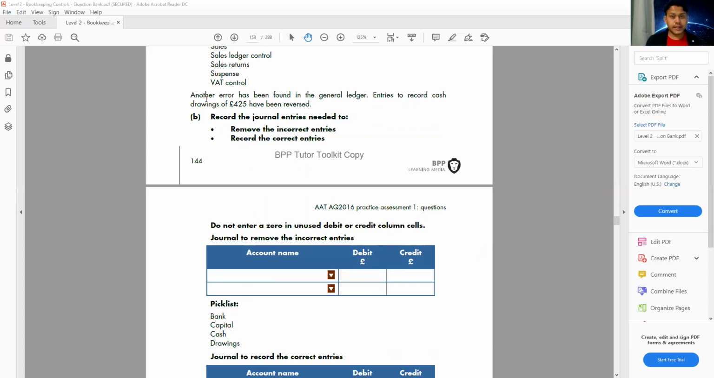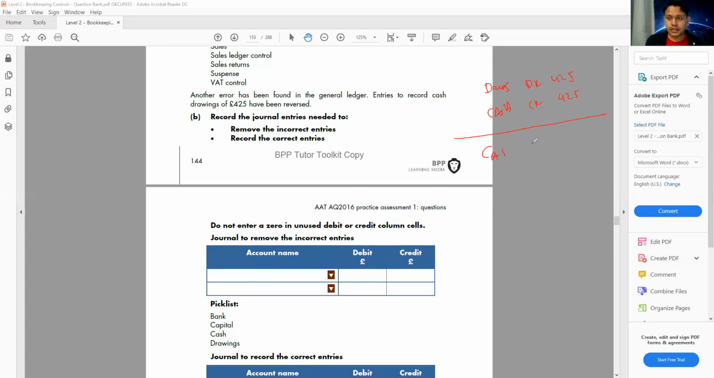Okay, the next question: another error has been found in the general ledger. Entries to record cash drawings 425 have been reversed. Reverse means something supposed to be debit, I make it credit. Something supposed to be credit, I make it debit. I did the opposite. So when there is cash drawings, what will be the journal? Drawings will be debit 425 and cash will be credit 425. It's supposed to be like this.